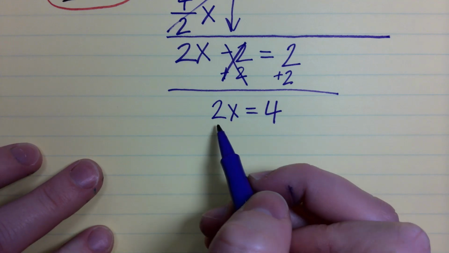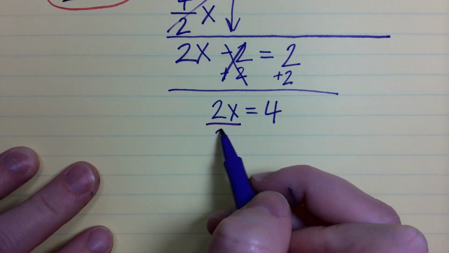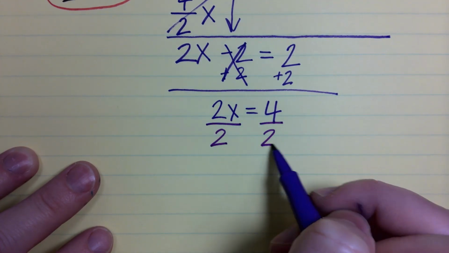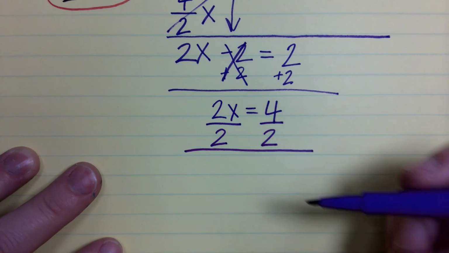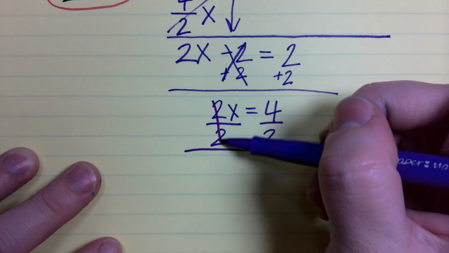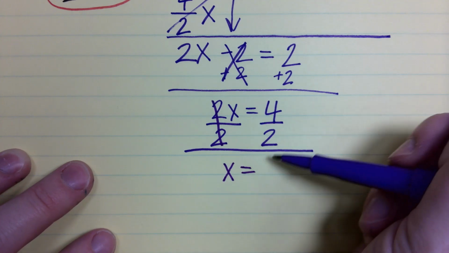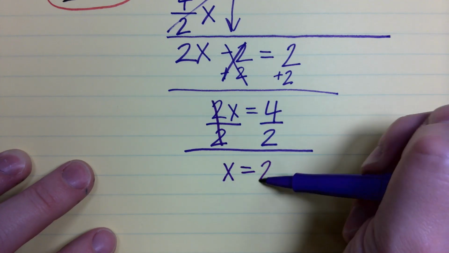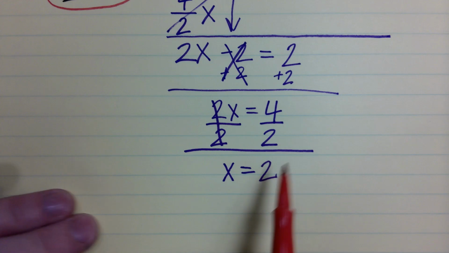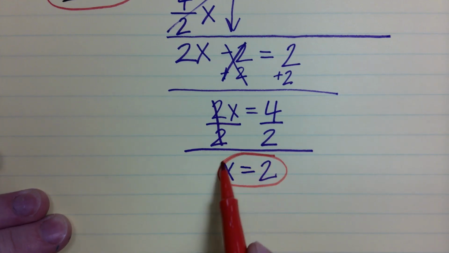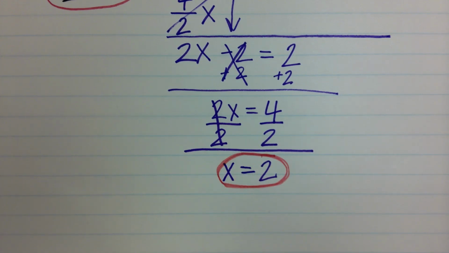Yep, we've got 2 times x. To get rid of that multiplication, we divide. We use our inverse operations. And our 2's cancel. So we're left with x is equal to 2. All right, we've got our x. Perfect.